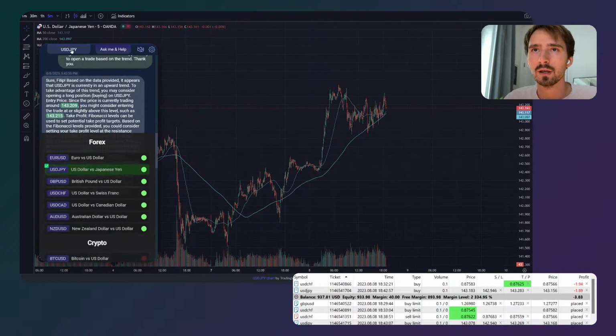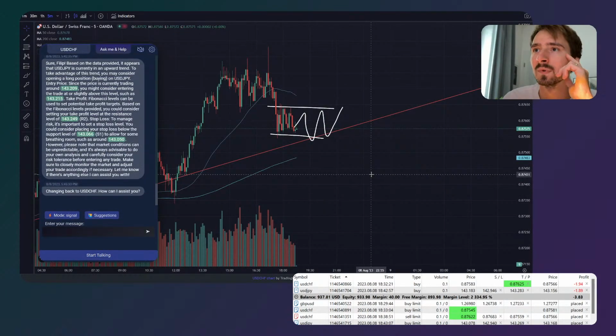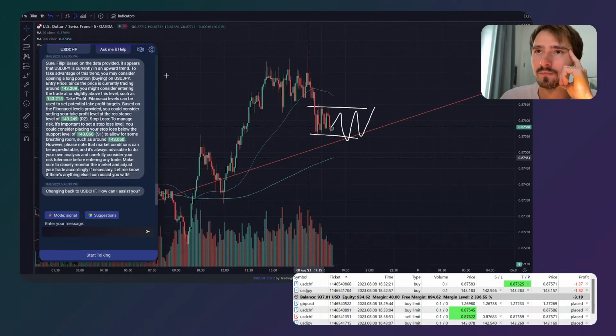So we are playing with the Swiss franc. That's the other one, right? Yeah. Let's give it a moment.